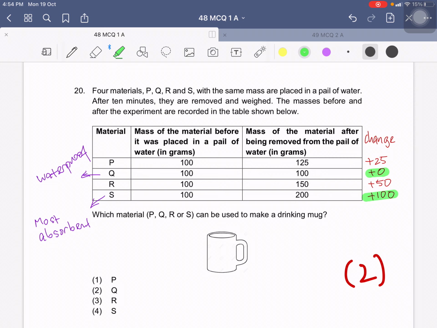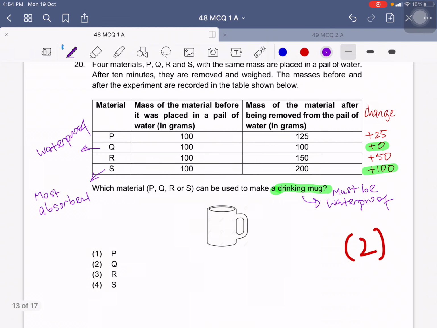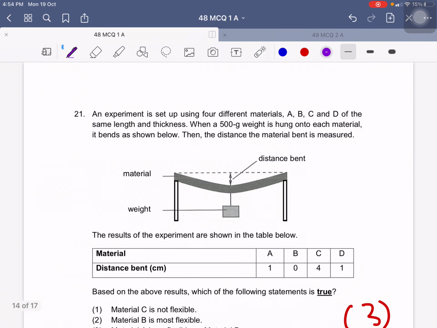So our question here, which material can be used to make a drinking mug? Now, drinking mug, you're going to put water inside. Of course, it must be waterproof. So the answer will be 2, which is material Q. Okay, next question, question 21.